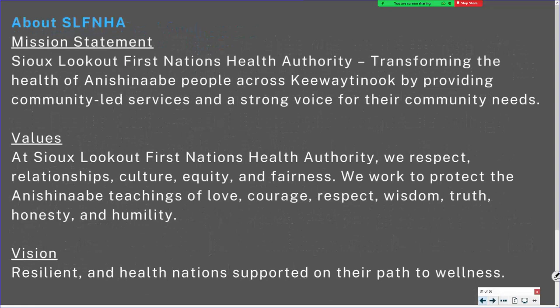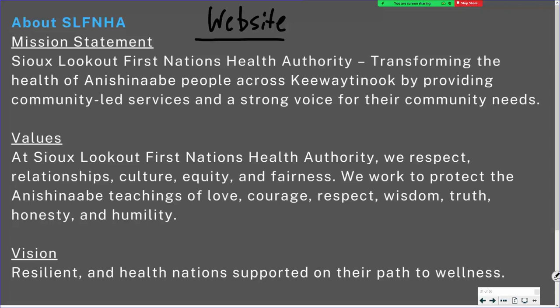So here's another organization, the Sulakaut SLFNA, which of course stands for the Sulakaut First Nations Health Authority. This is from their website. Their mission statement is that they transform the health of Anishinaabe people across Kiwetinuk by providing community-led services and a strong voice for their community needs. That's what they do right now. Their vision is to have resilient and healthy nations supported on their path to wellness. That's what they want to see happen in the future.